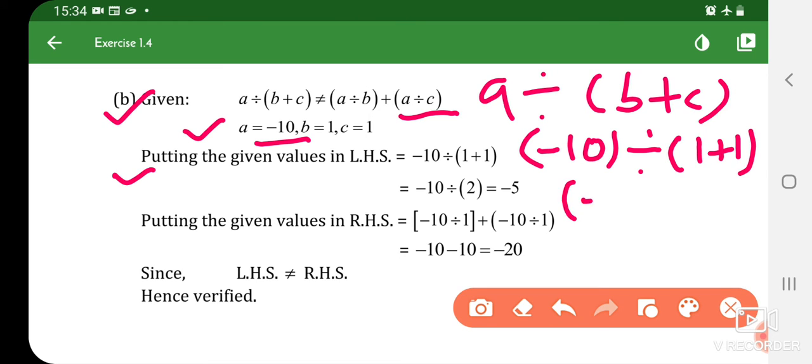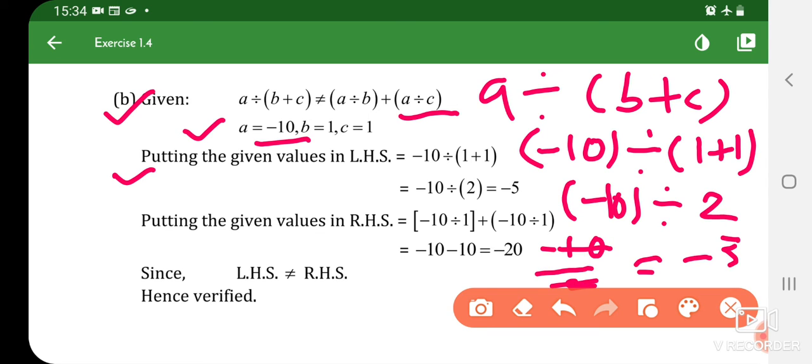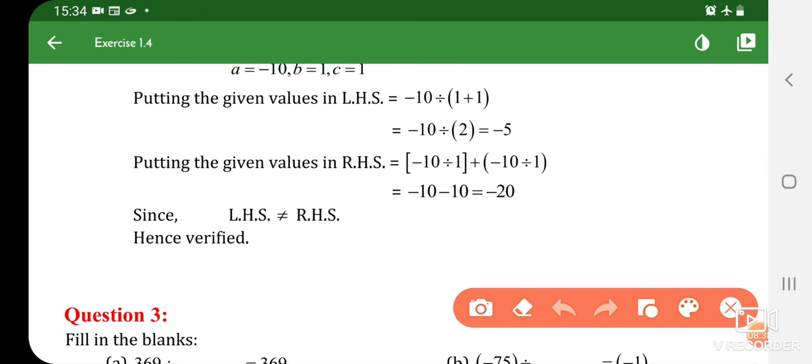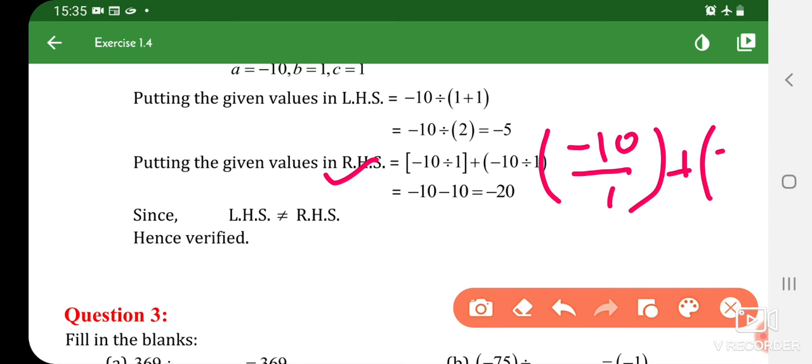Now minus 10 as it is, and this 1 plus 1 is 2. And when we divide minus 10 upon 2, the answer we get, 2 5s are 10, so we get minus 5. So here we have minus 5. Now we have to put the values in the RHS. So this minus 10 divided by 1, and after that plus minus 10 divided by 1. What answer do we get when we divide minus 10 by 1? The answer is minus 10, and this also minus 10.